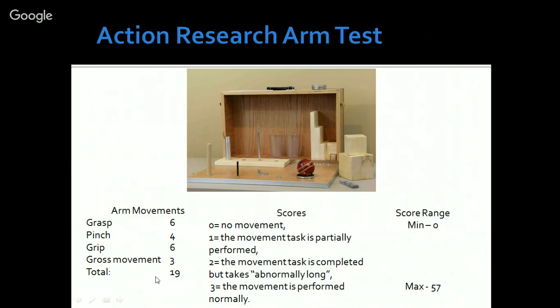So if you see the cumulative score of the Action Research Arm Test, it can vary from 0, which is 19 into 0, to 19 into 3, which is 57. So the scoring on the Action Research Arm Test moves from 0 to 57. And I hope you understand what the score means, right?